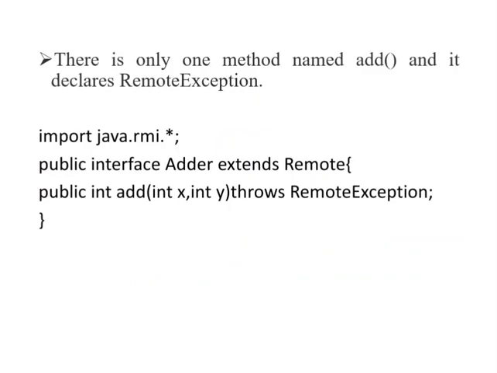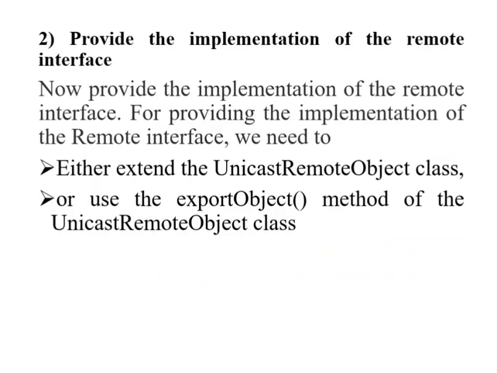Let us consider the program. On that program we can understand how we can provide the implementation of the remote interface. That is, import java.rmi.*; import java.rmi.server.*; public class AdderRemote extends UnicastRemoteObject implements Adder { AdderRemote() throws RemoteException { super(); } public int add(int x, int y) { return x + y; } } This program represents how we can provide the implementation of the remote interface.